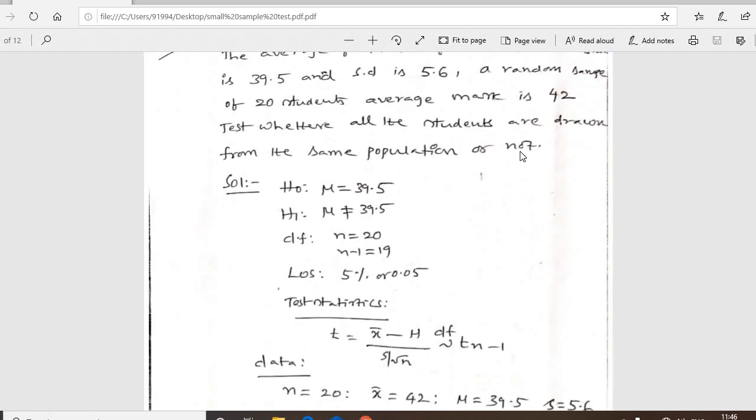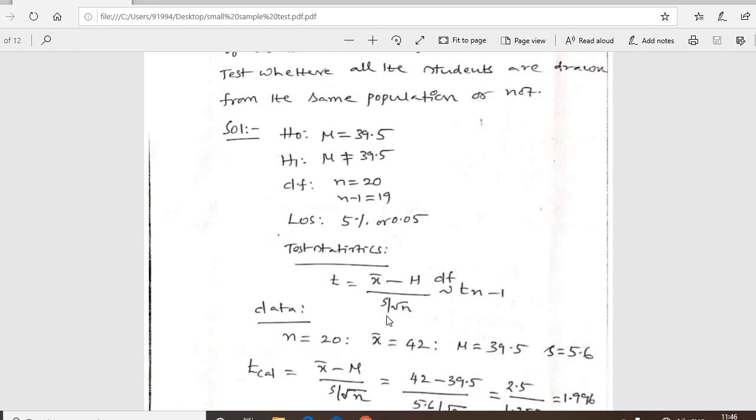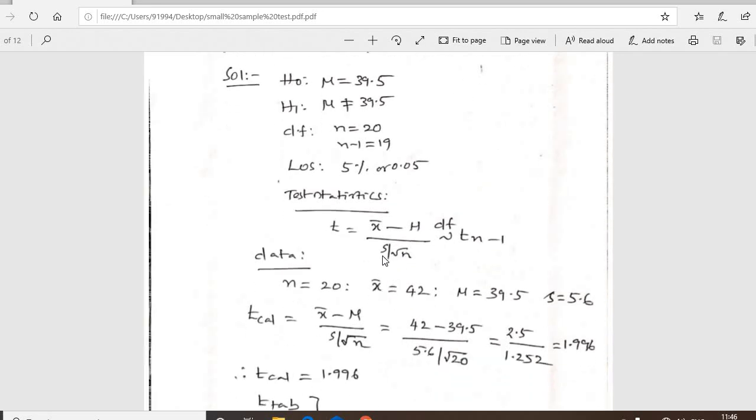Okay, the level of significance is given. If not given, we take 5%, no problem. Here the level of significance given is 5%. The test statistic formula we know: t equal to x bar minus mu by s by root n, where s is the small s, and it follows a t distribution with n minus 1 degrees of freedom.